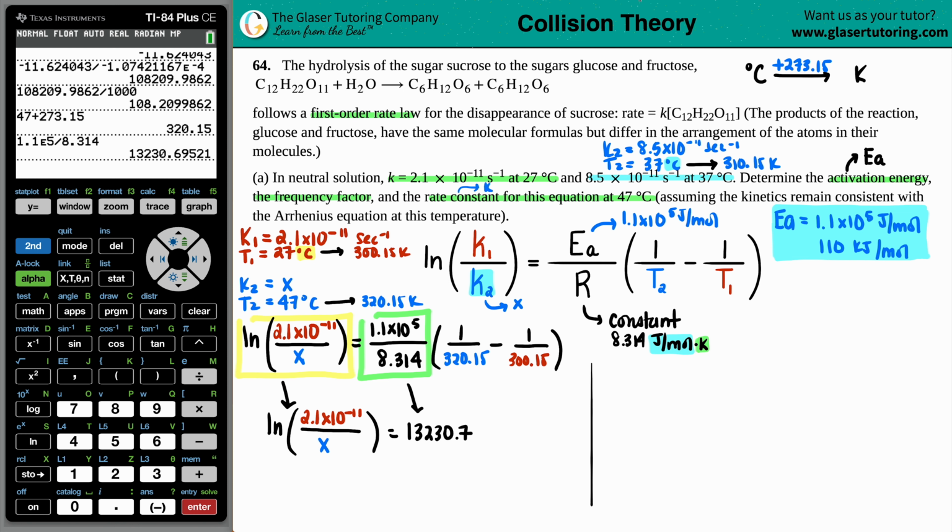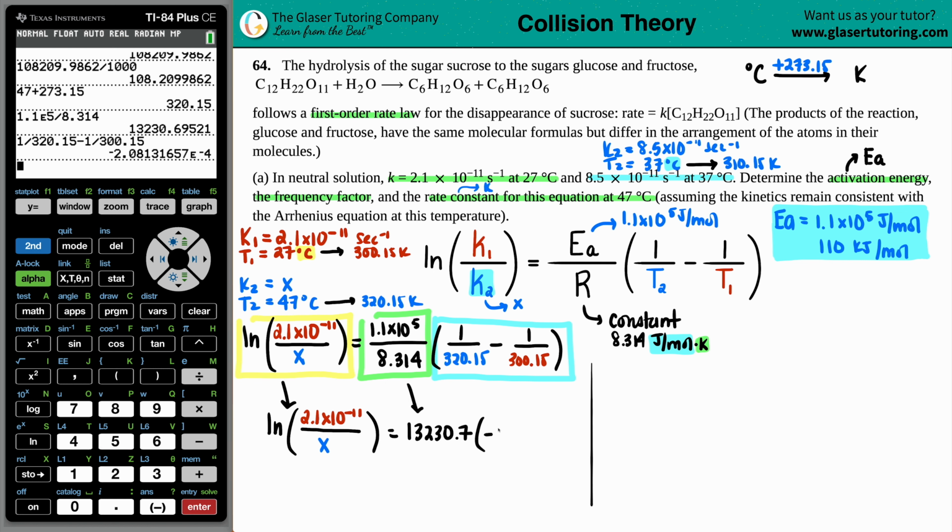And then we can do the third blocking, right? Just like we did before. So 1 divided by 320.15 minus 1 divided by 300.15. Let's just make sure that these look good. 320, that looks good to me.